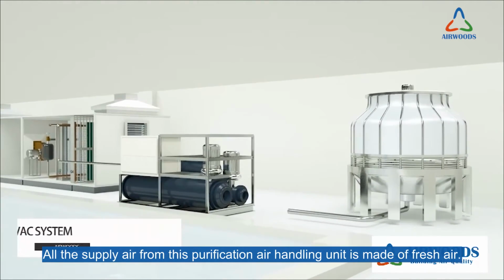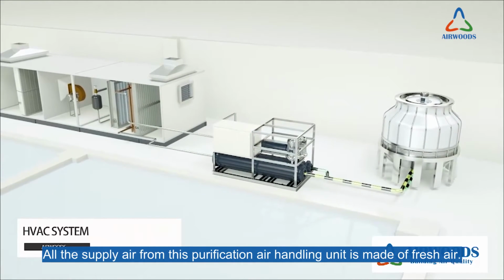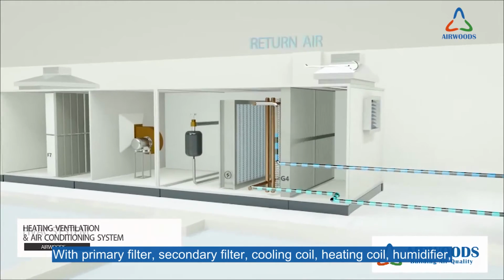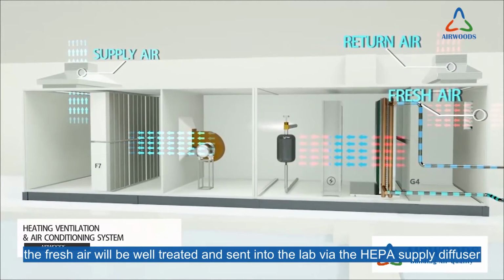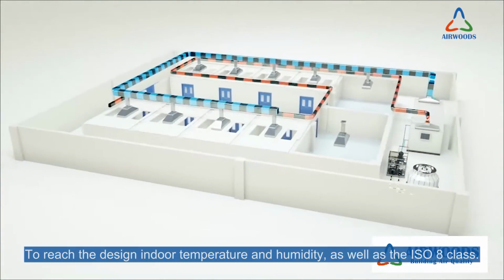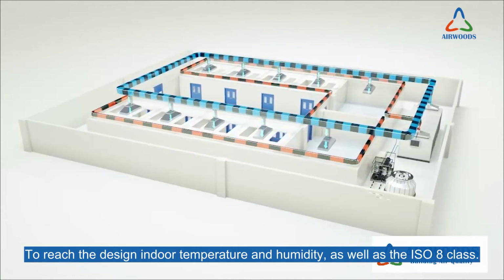Technically speaking, all the supply air from this purification air handling unit is fresh air, with primary filter, secondary filter, cooling coil, heating coil, and humidifier. The fresh air will be well treated and sent into the lab via the HEPA supply diffuser to reach the designed indoor temperature and humidity as well as the ISO 8 class.